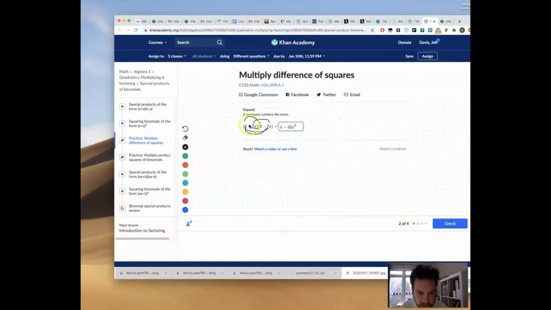And again, start thinking about it backwards. The square root of 4x squared is 2x, and that goes in those two spots. The square root of 49 is 7. Then you got the plus minus.